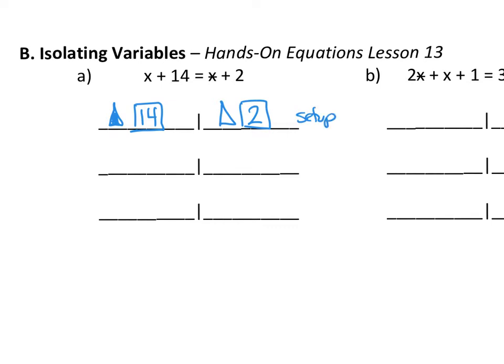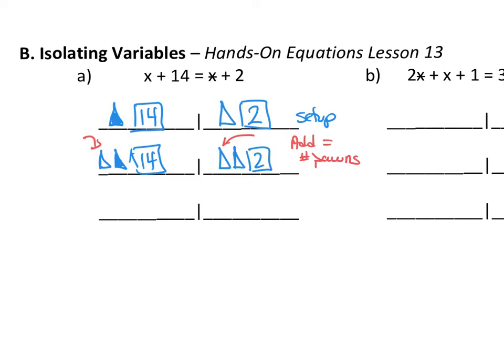Now, we've got one of these on each side. We've got to get rid of one of them. So let's go ahead. I'm going to add a white pawn to both sides. Remember, you use your arrow to show what you're adding. And I am going to add an equal number of pawns. When we do that, then we have to bring it down. Remember, we reset each row.